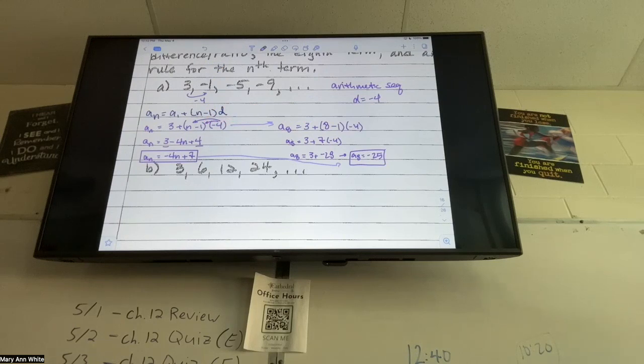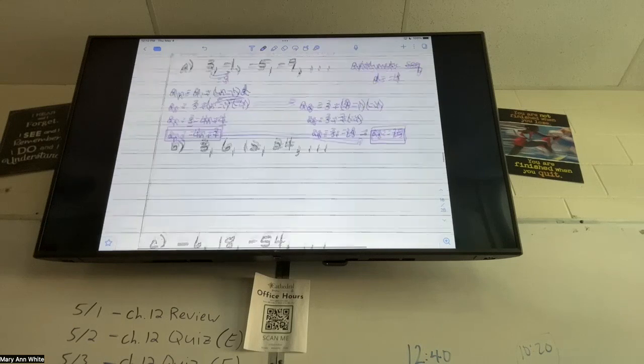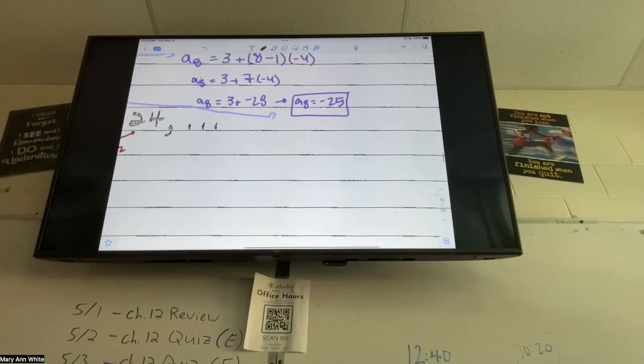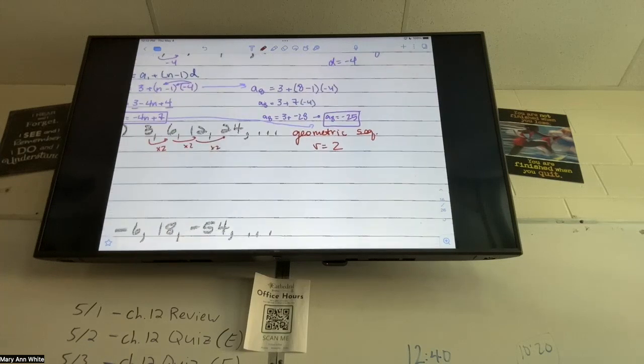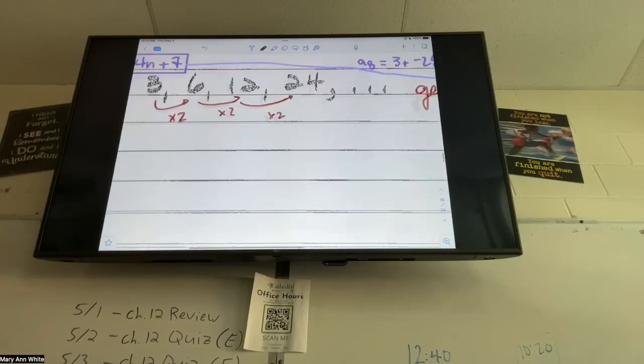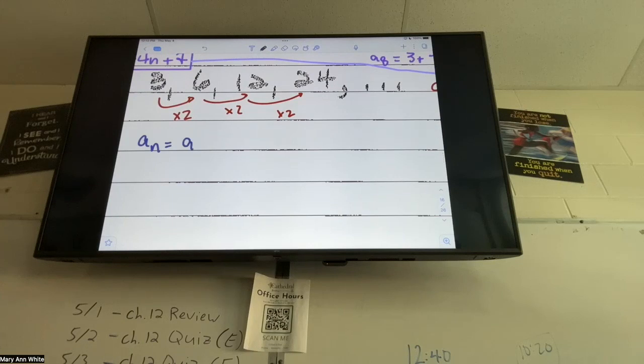Let's see if we can do this next one real quick before we go to lunch. What do I do to go from 3 to 6? Multiply by 2, so it's a geometric sequence. Multiply by 2, multiply by 2, multiply by 2. Earlier this morning, we thought, oh, well, we could add 3 to 3 to get 6, but then it didn't work for the other one. So just make sure it works for both of them. So my r is 2. I've got to use my general formula, a sub n equals a sub 1 times r raised to the n minus 1.